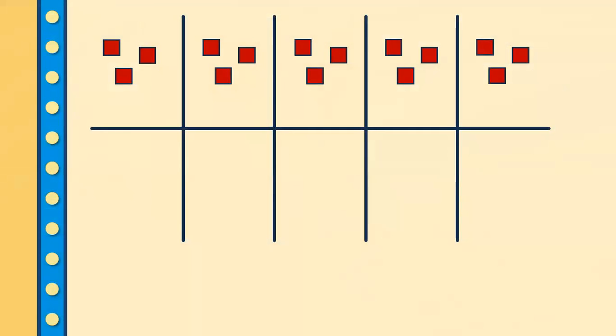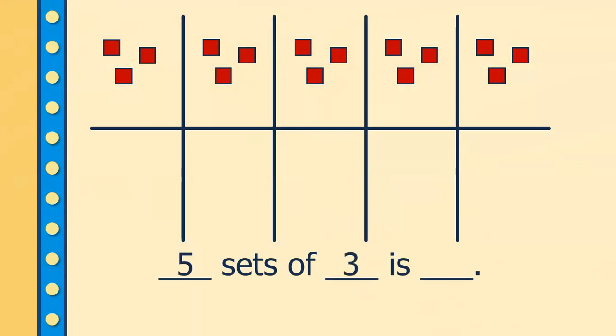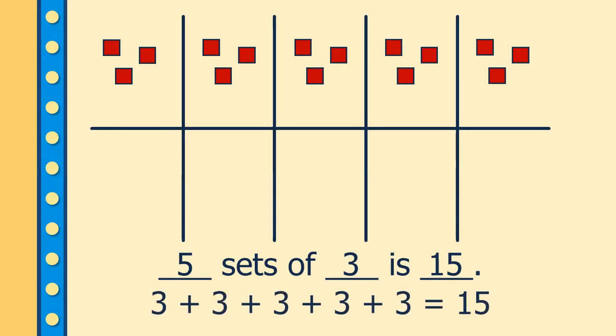Here we have our bars, and in our graph we have sets. We have 5 groups across the top, and in each group we have 3 red squares. And so we have 5 groups with 3 red squares in them. When we're using multiplication, we're going to say that we have 5 sets of 3. And that is how we would write out this problem. So 5 sets of 3, if we were to add all of that up, we would get 15. Another way that we could say that is 3 plus 3 plus 3 plus 3 plus 3 equals 15. We could skip count 3, 6, 9, 12, 15.